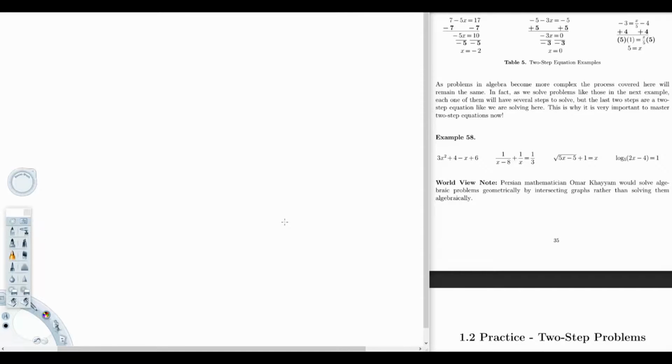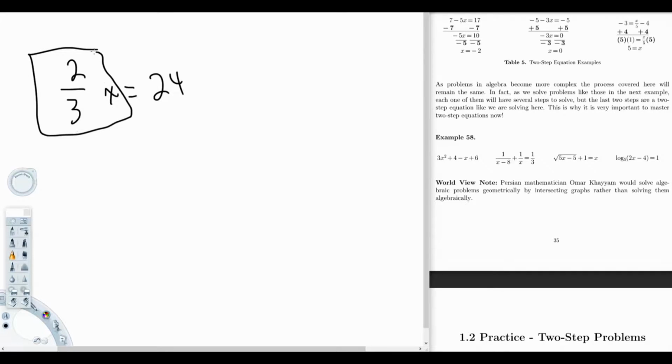All right. Okay, now we get into the killer problems. You guys ready for killer problems? Good. All right, so what we have here is 2 over 3 x equals 24. Now this is a killer. So let's just take a look at this side, right? Because this is what we want. We want to get rid of this 2 over 3. So 2 over 3 times x.